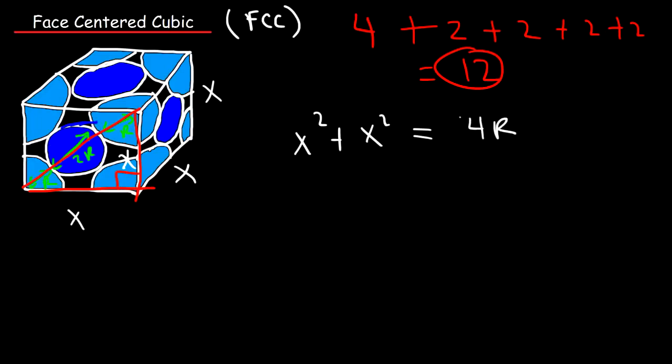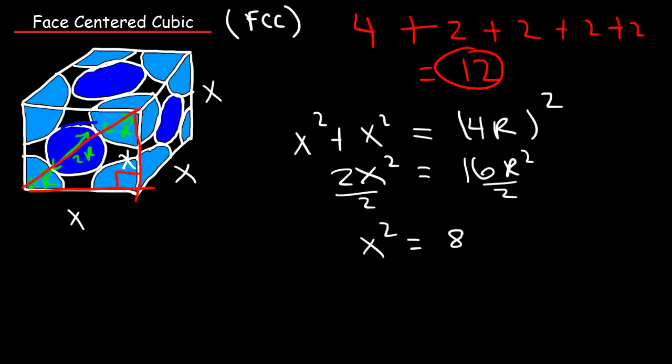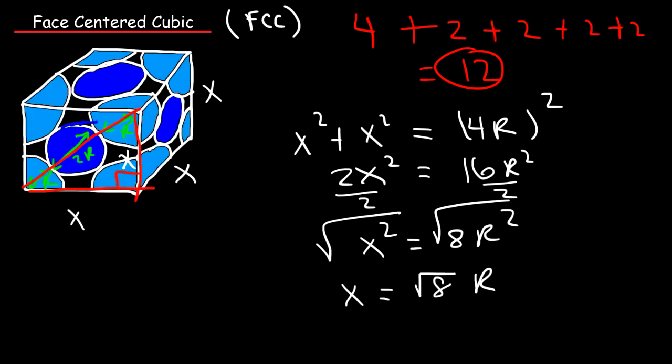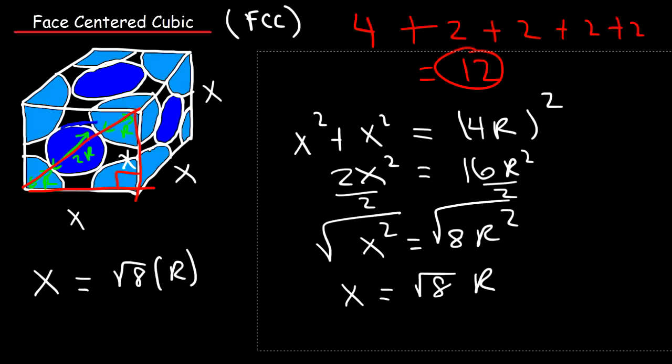So it's 4r squared. 1x squared plus 1x squared is 2x squared. 4 squared is 16. So 2x squared is equal to 16r squared. Now if we divide both sides by 2, we can see that x squared is 8r squared. And then take the square root of both sides. So x is equal to the square root of 8 times r. So the edge length, x, is root 8 times the atomic radius. So make sure you know that relationship for the face-centered cube.